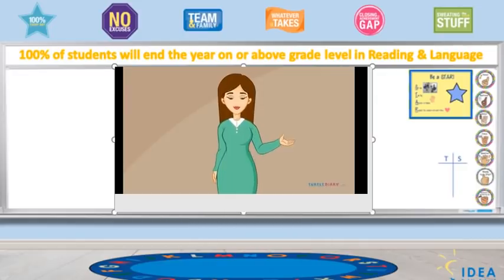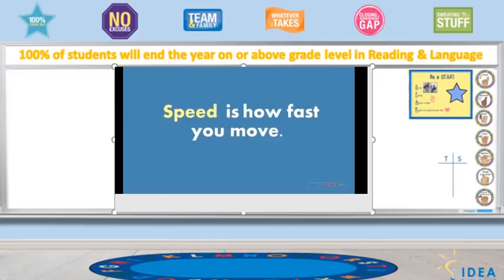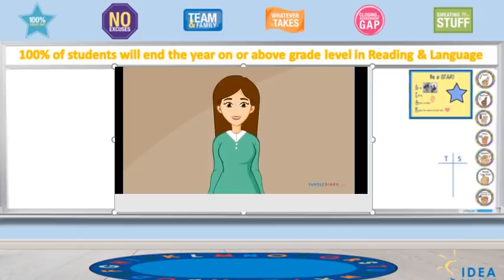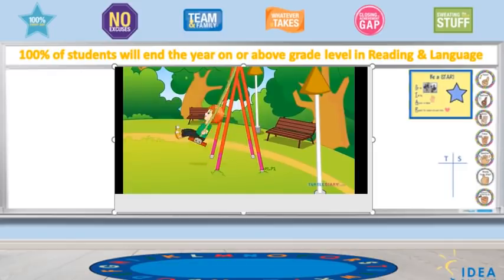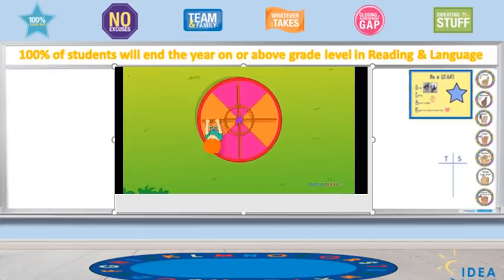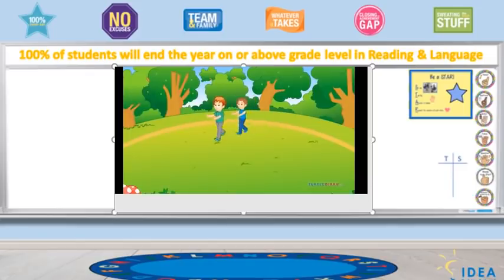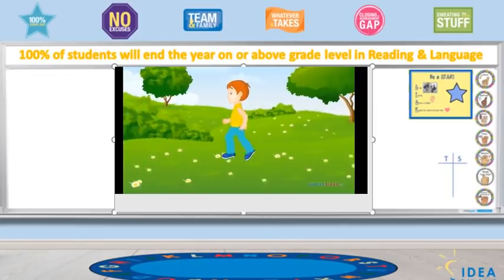There are also different speeds of motion. Speed is how fast you move. What speed do you go at when you're on the swings? It can be fast and exciting, or slow and relaxing. On a merry-go-round, you can start off slow and go faster and faster. You may run fast when you pass your friend playing tag and slow down when you get to base.